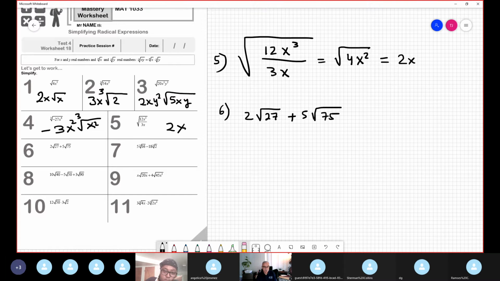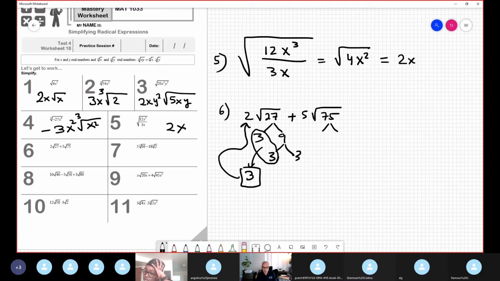Radical. Okay, break it down: 27 and 75. 27 is 3 times 3 times 3. One pair of 3s represents one 3 outside, and this 3 times 2 together is 6 radical 3. And this 3 is this 3.